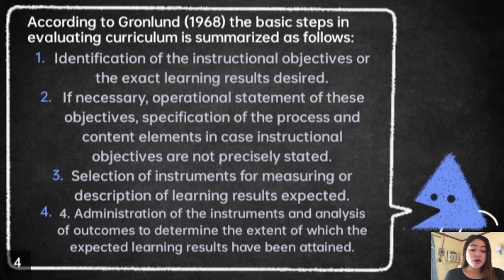While on number 4, administration of the instruments and analysis of outcomes to determine the extent to which the expected learning results have been attained. So in this last step, it is where the instructor must analyze and use the instruments to see the final results and see if the objectives were attained.